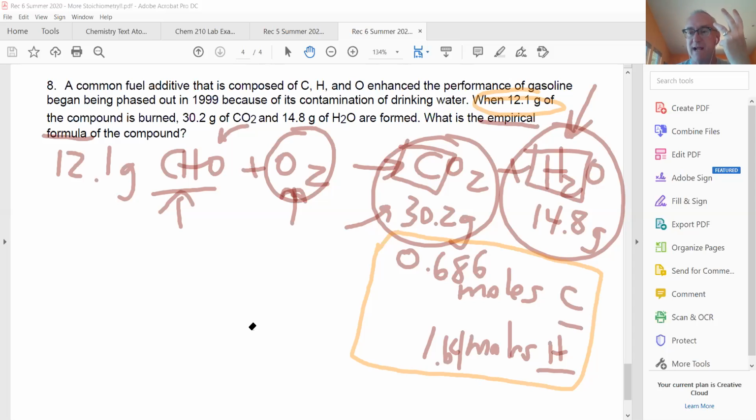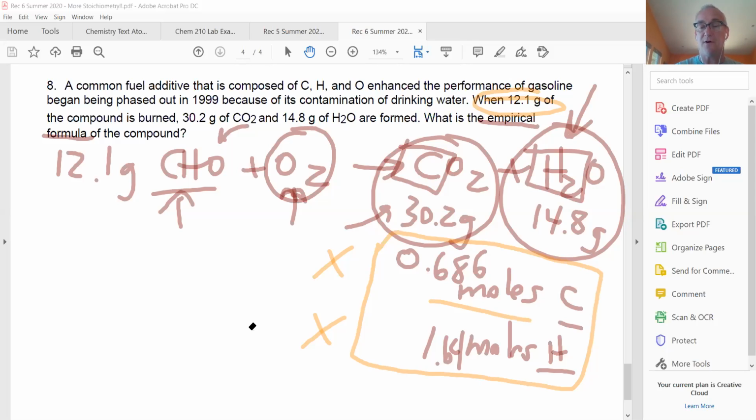The only information I have is grams of the total product and moles of each of the constituent atoms. So I need to move from moles of the atoms to grams, and then I could figure it out. If I could figure out the number of grams of carbon and grams of hydrogen, the only mass that would be left is my mass of oxygen. So that's how I'll figure it out.